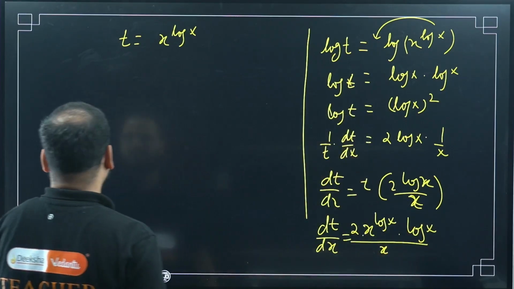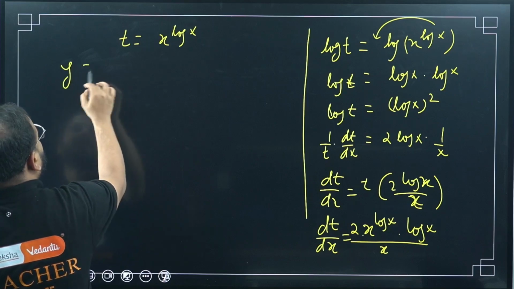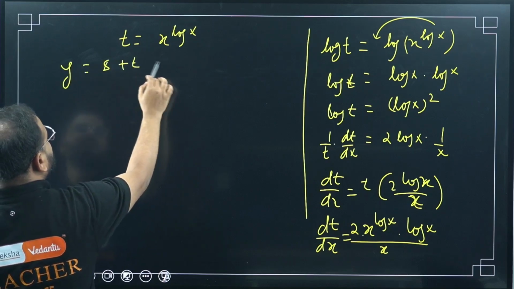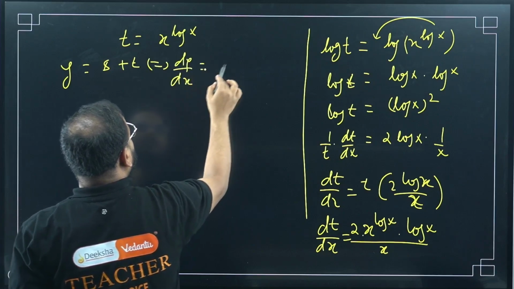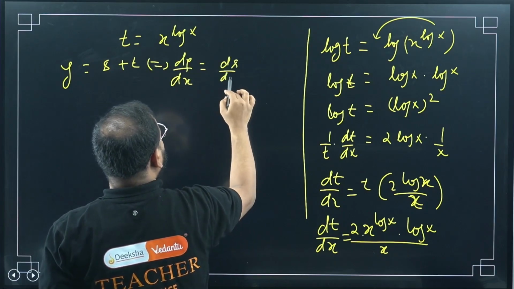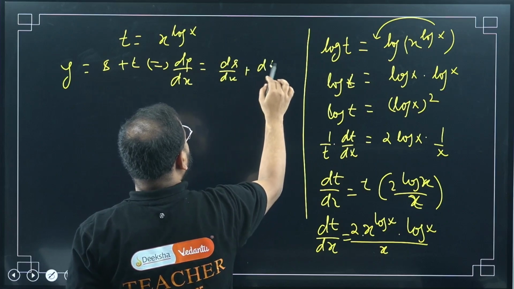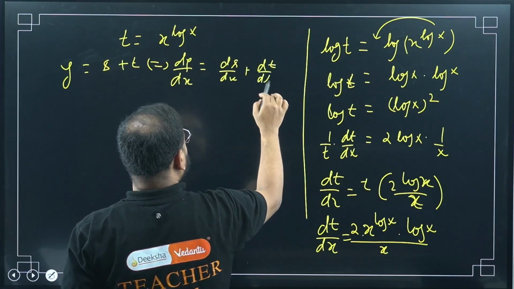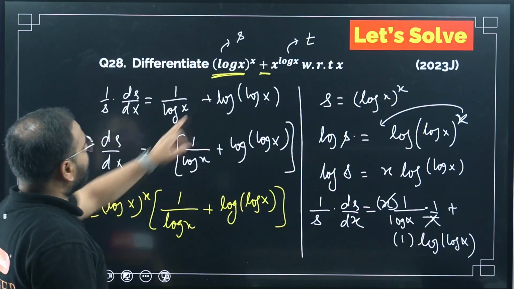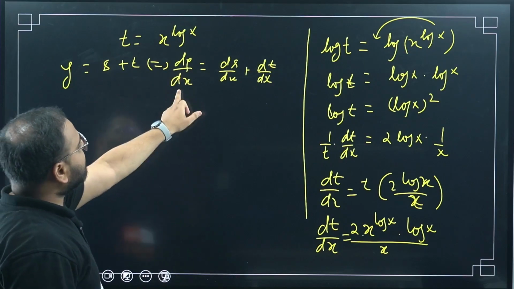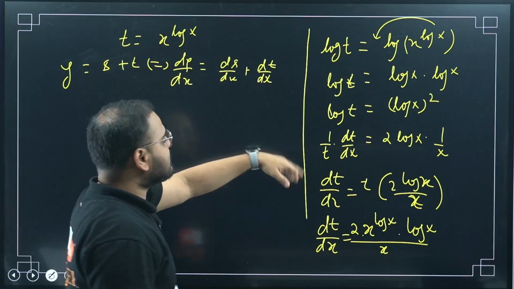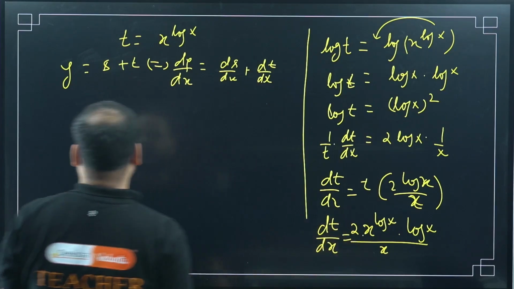They were asking what, for the given function like s plus t, they were asking what, dy by dx. Then dy by dx will be what? ds by dx plus dt by dx. So I took the question to be y equals to s plus t. So they are asking us differentiation, meaning dy by dx equals to ds by dx plus dt by dx. Both expressions are there, just add it, okay.